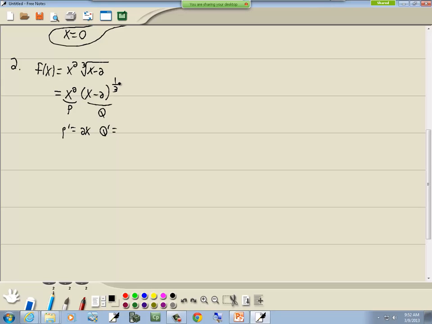We'll take our power, put it out in front. What's inside the parentheses remains as is. We'll lower our power by 1. And then we'll multiply it times the derivative of what's inside the parentheses. Well, the derivative of x minus 2 is 1, so that drops away. And this gives us 1/3 x minus 2 to the negative 2/3. And we're going to take that x minus 2 to the negative 2/3 down to the denominator, so it becomes x minus 2 to the positive 2/3.